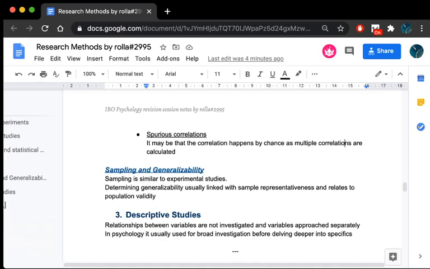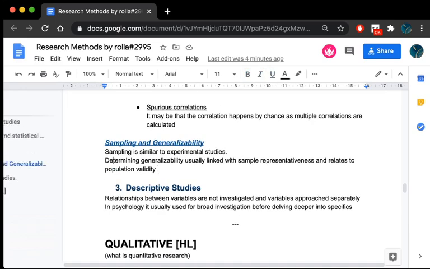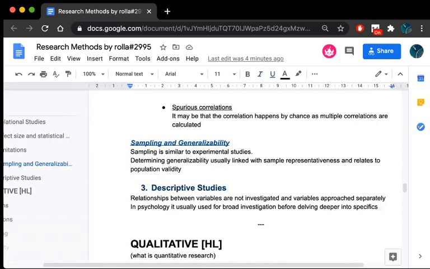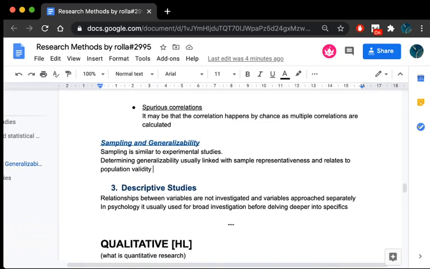So you should be careful with interpreting correlations with a lot of data. For correlation studies, sampling is similar, and usually for generalizability, since you don't really conduct an experiment, you're just looking at the link between the two variables. They only care about your sample representativeness and how it relates to the population.